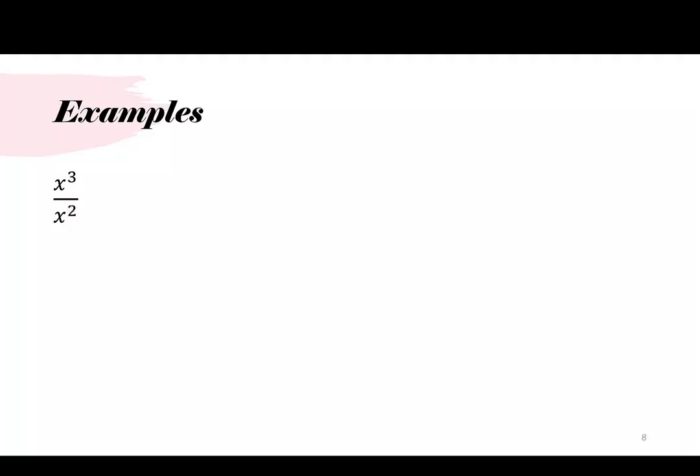The next one says x cubed over x squared. Same thing. I say that's x, and I do 3 minus 2. 3 minus 2 gives me 1. When you have an exponent of 1, we usually drop it to say you don't have to have it there.